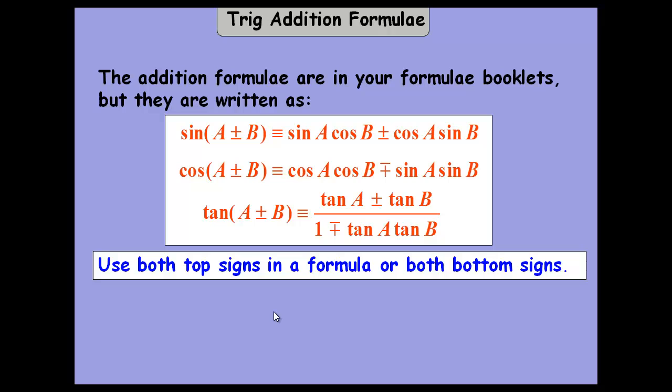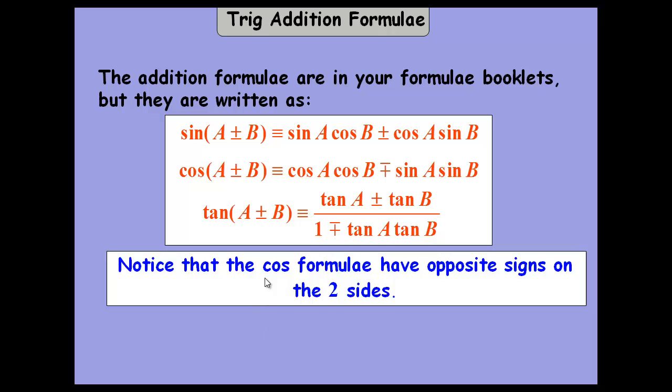As I say, they are given in the formula booklet, so be clear how to use them. Use both top signs or both bottom signs. Notice that in the cos one, the signs are opposite, so you get cos A plus B as cos A cos B minus sine A sine B.